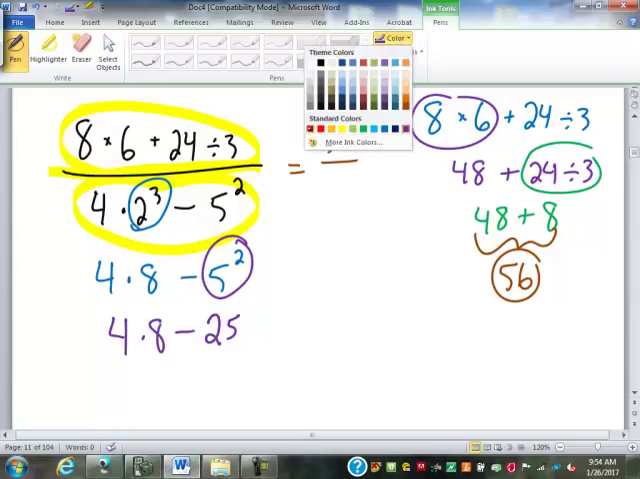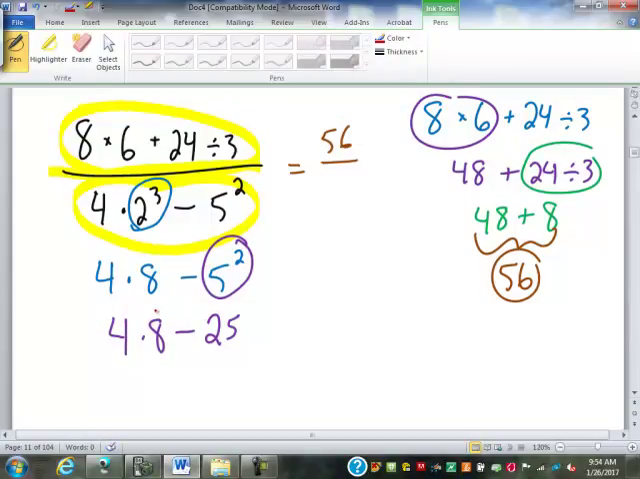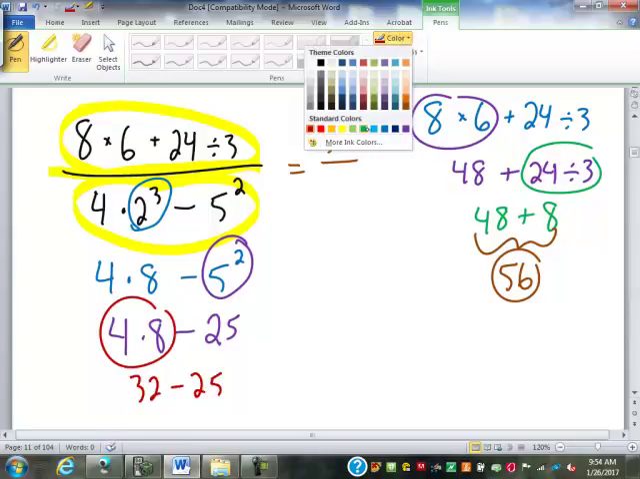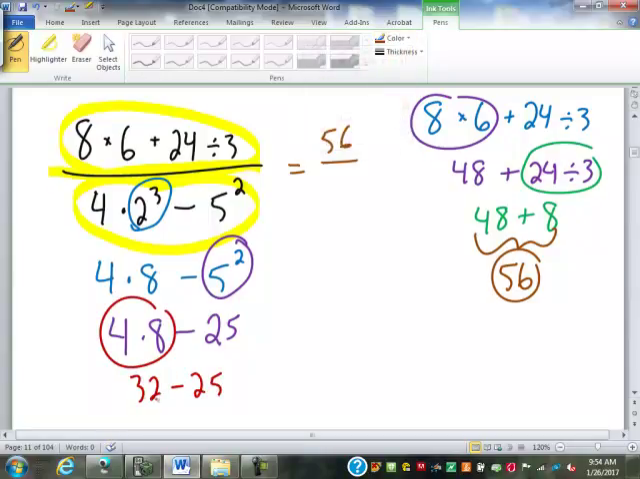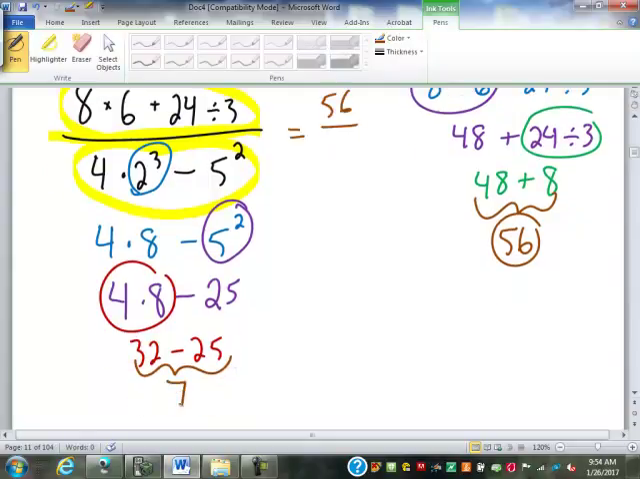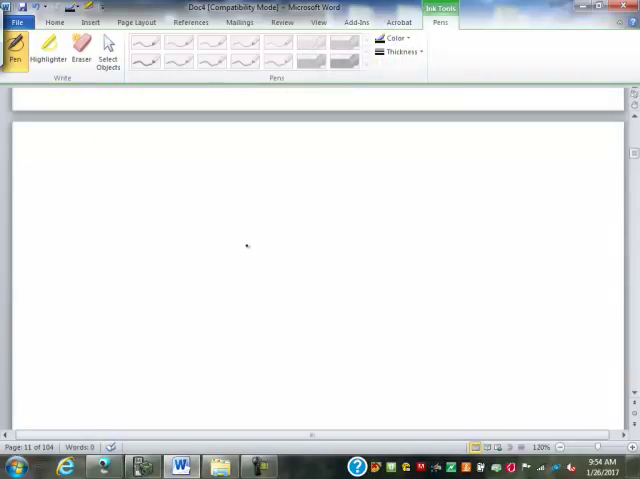Now what's left? 4 times 8, we're going to multiply next. It's 32. And all that's left is a subtraction. 32 minus 25 is 7. So the bottom is 7. So now we do have to do the division. 56 divided by 7 is 8. I'll have you guys try one of those. See how it turns out.